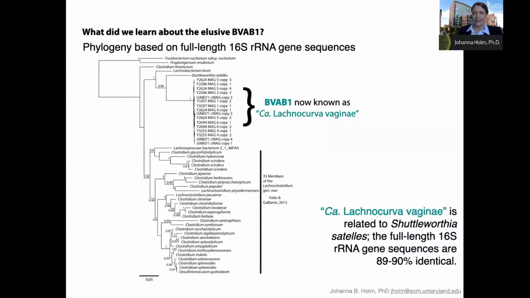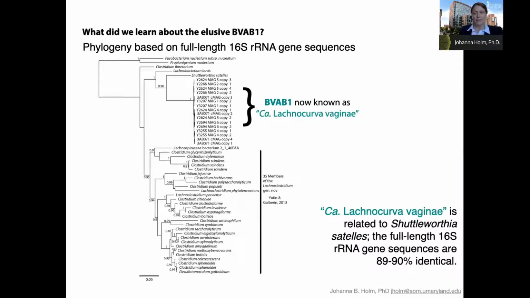First, as stated earlier, the metagenome-assembled genome contained 4 complete rRNA operons. So using the newly obtained full-length 16S ribosomal RNA gene, we were able to phylogenetically place BVAB1 within the family Lachnospiraceae, and further recommend its placement into a novel genus, Lachnocurva. This required a renaming of the actual species, and so we proposed Candidatus Lachnocurva vaginae.